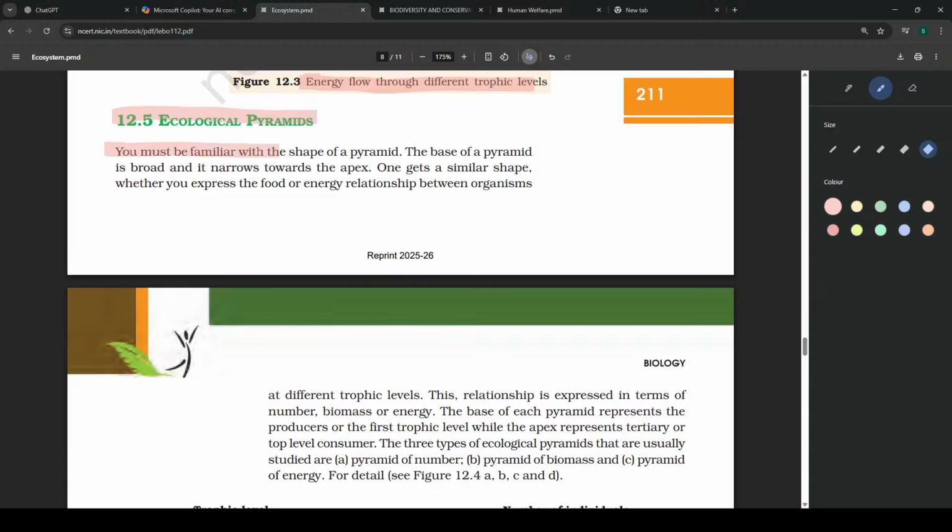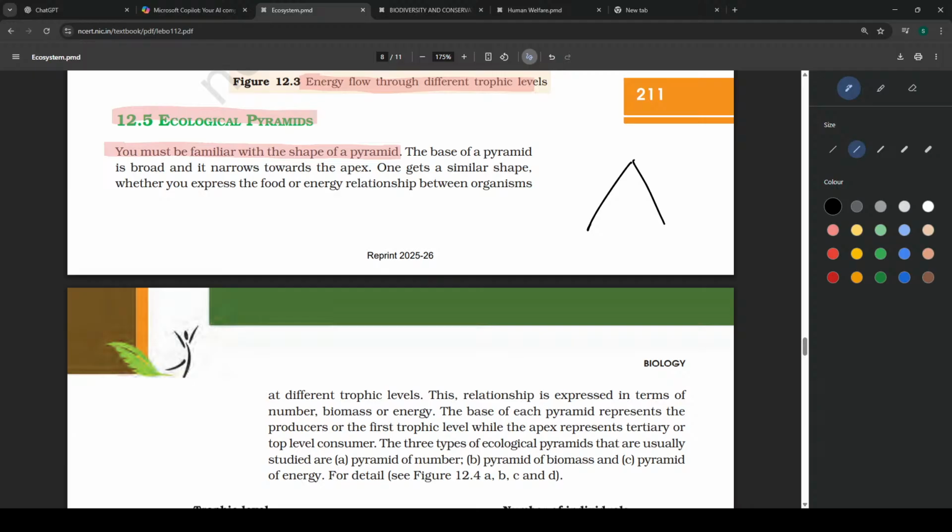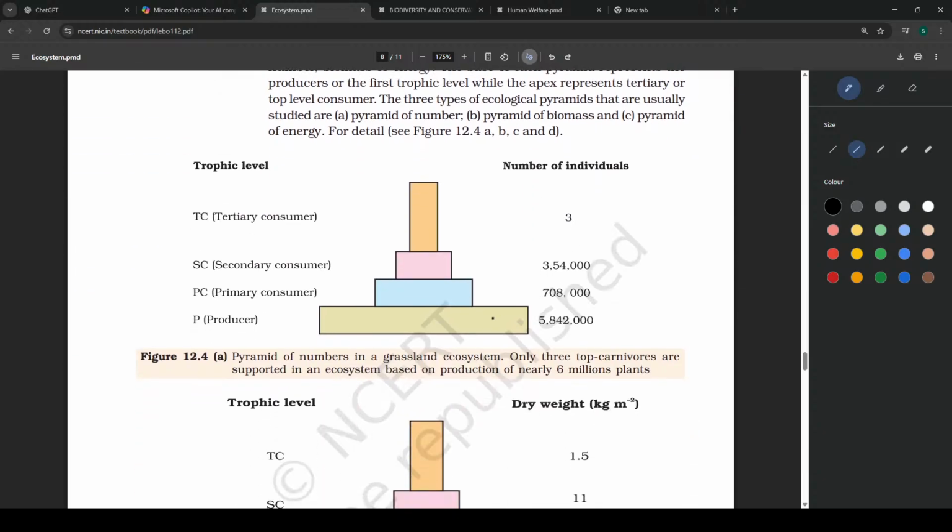You must be familiar with the shape of a pyramid. Even if we are not familiar with the shape, we are certainly familiar with the name of a pyramid, the Egyptian pyramids, wonders of the world. It is very hard to not know the name of a pyramid. So if we know about the Egyptian pyramids, we should very well know the shape of them as well. A triangular shape, a pyramid. It looks like a triangle, but let's assume it's a pyramid here.